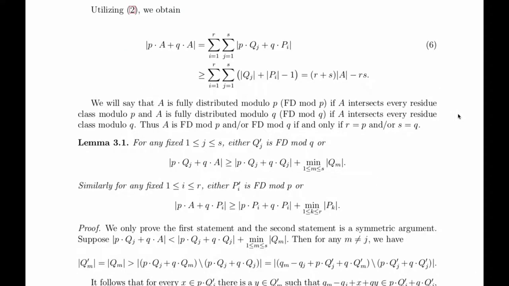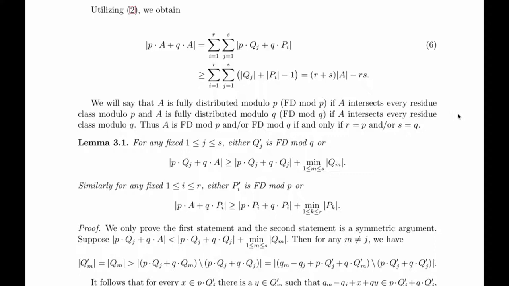So here's lemma 3.1, which is a crucial lemma in our argument. If we look at the form of the lemma, it says either Qj prime is FD, which means fully distributed, modulo Q. That means Qj prime would intersect every residue class mod Q. And we know from equation 6 that that's good for us. And it turns out that Qj prime is closely related to Qj, enough that it implies a lower bound for the original problem we had in mind.